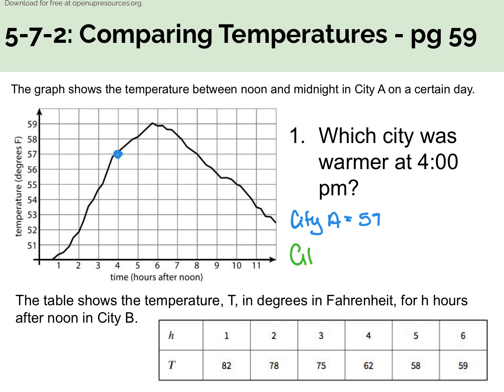So city B is 62. Which one was warmer? City B. Notice how we're just comparing that graph, and then we're also comparing the table.